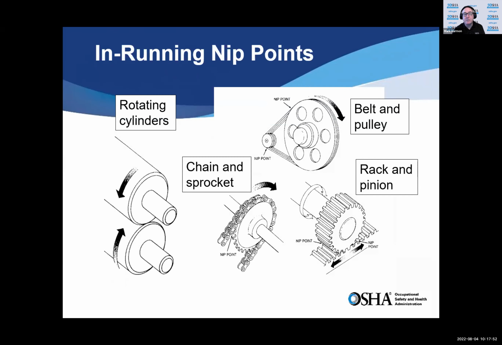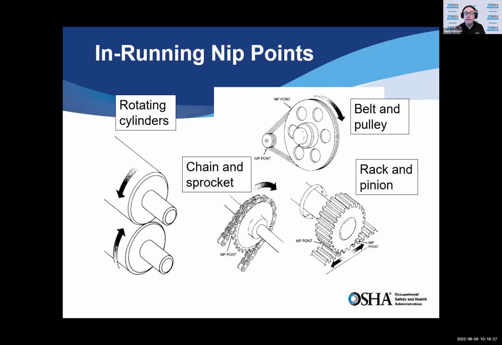In running nip points, again, from a safety standpoint, people should recognize, starting on the left, the rotating cylinders. If you can imagine the rotation of those parts, one side of it has what would be called an in running nip point, meaning that if you were to contact that with your finger or your hand, it would pull you into that machine. That's a bad thing. That's what you want to safeguard or protect the worker from.